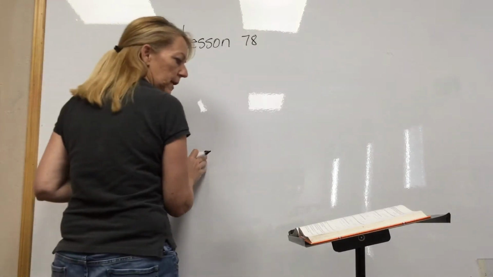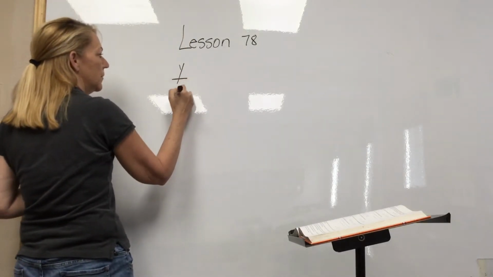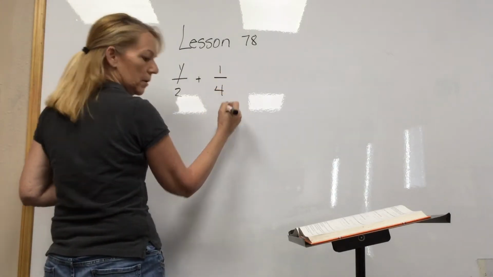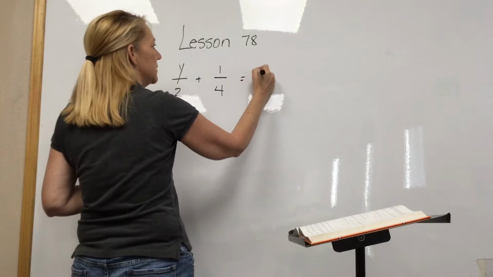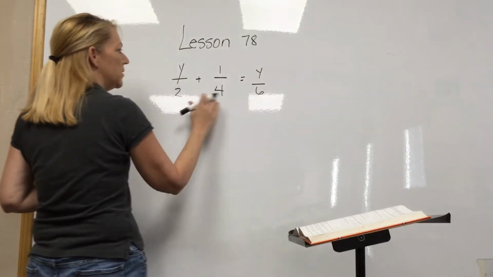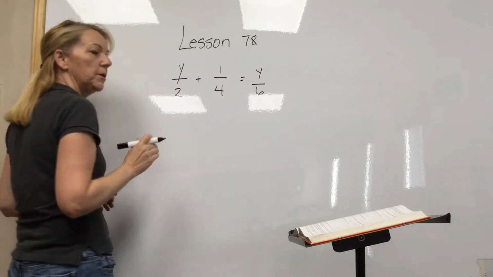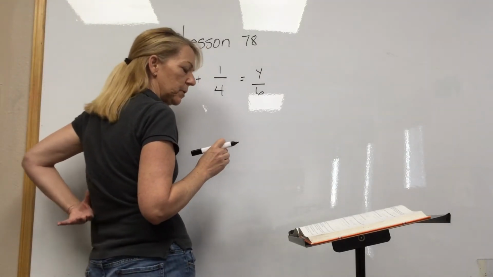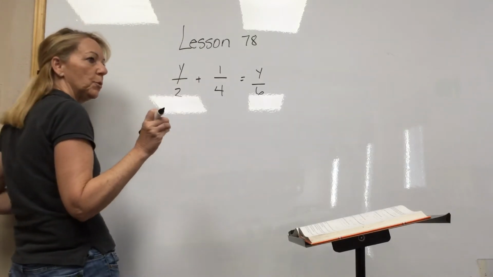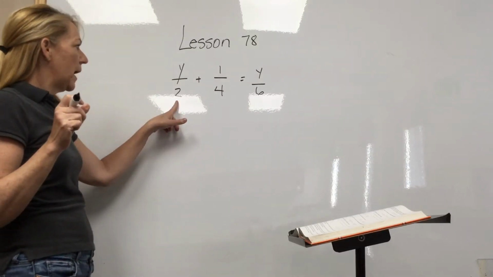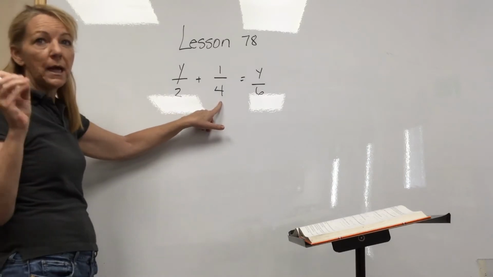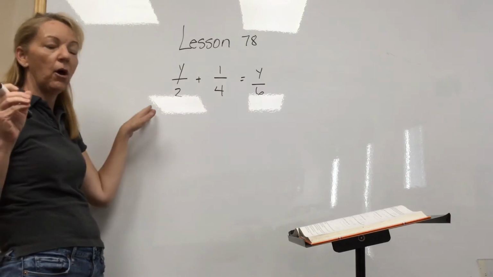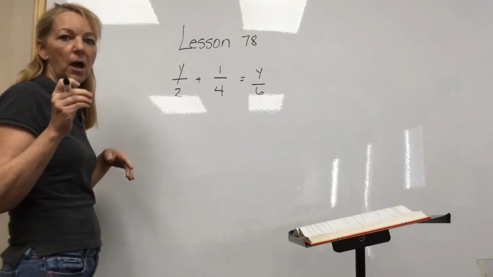And our first example is y over 2 plus 1/4 equals y over 6. So I look at my denominators here, 2, 4, and 6, and I think, what do they all have in common? You could add a number of things, but 12 is the least common multiple. If I'm counting by 2's, I get to 12. If I'm counting by 4's, I get to 12. And if I'm counting by 6's, I get to 12. That is the smallest number that they all three have in common. That's why it's called the least common multiple.